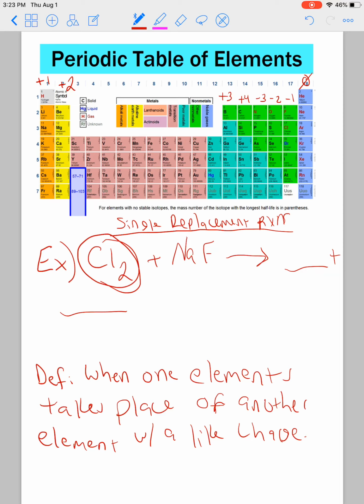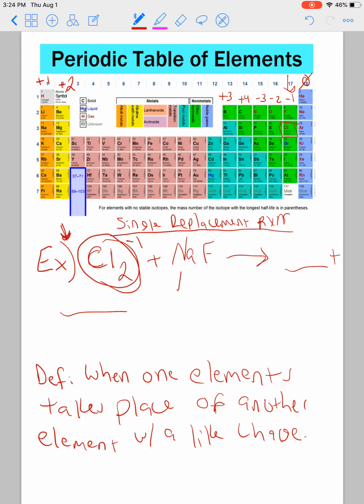So to predict the products of a single replacement reaction, the first step we need to do is determine this guy's charge, the one that's by himself. Let's determine his charge first, because he's the one that's going to switch places with somebody else. So this is element Cl, element chlorine. And if we look for chlorine, we see it has a charge of -1. So I'll put -1 here.